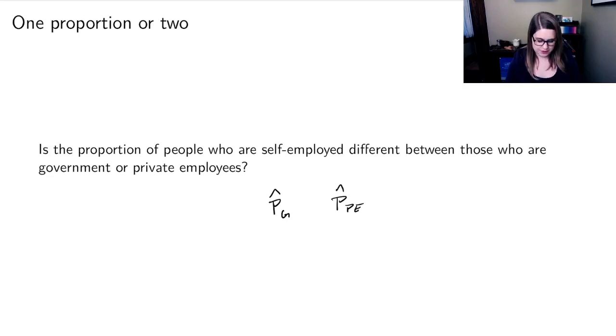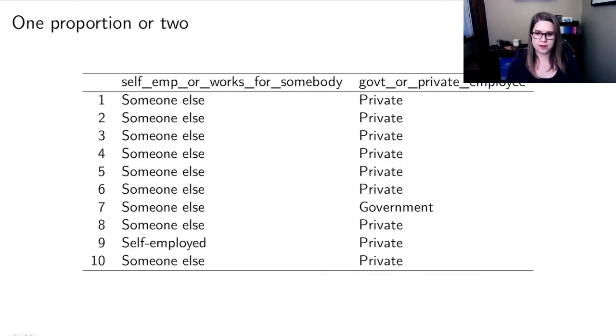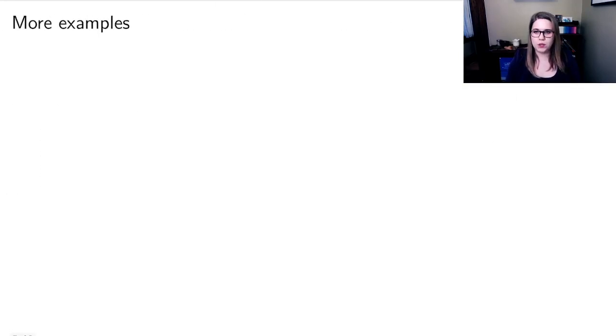So if I thought about the data, I could maybe see that there's two categorical variables here, whether or not someone is self-employed and whether they work for the government or they're a private employee. So here's what that data looks like. Again, I've just given you the first 10 rows and it goes on, but I either have someone works for someone else or they're self-employed, or they work for a private company or they work for the government. So there's two categorical variables there. And we'll go through some more examples of this in synchronous class so that we can practice.